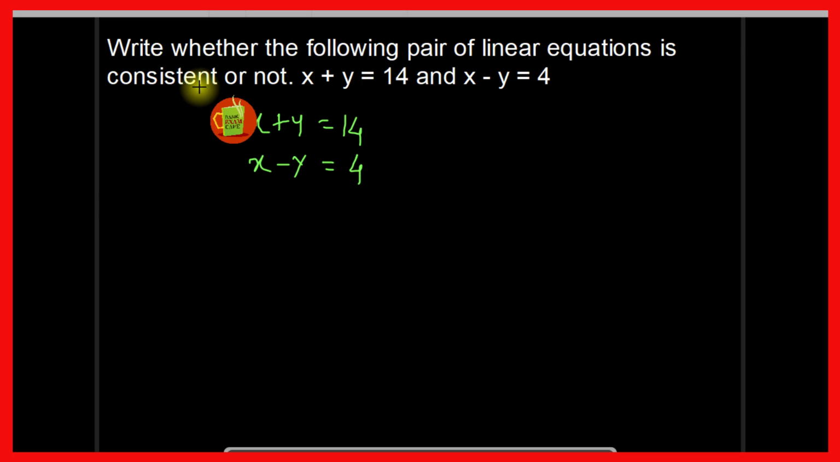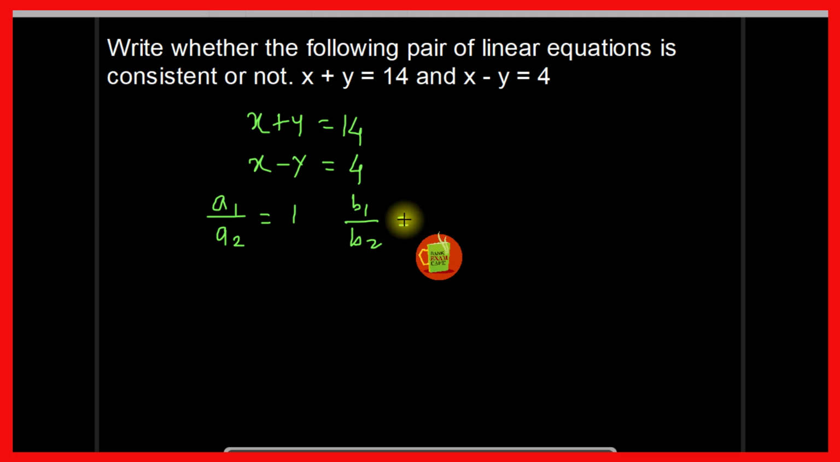So to state whether the pair of linear equations is consistent or not, we have to find the ratio of the coefficients of x, that is a1 upon a2, which will be equal to 1 upon 1, so it will be 1. And we also find b1 upon b2, the ratio of the coefficients of y, so it will be 1 upon minus 1, which is equal to minus 1. Here only we come to know that a1 upon a2 is not equal to b1 upon b2, so the ratio of the constants there is no need to find.